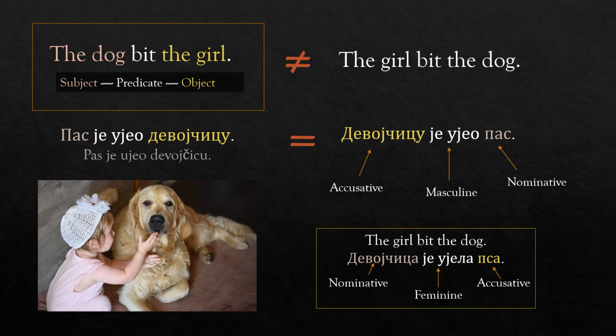If you actually wanted to say the girl bit the dog, you can do this by swapping cases and genders. Put the girl in nominative and the dog in accusative, and match the verb to the subject. Season to taste, bake, and you get devojčica je ujela psa.